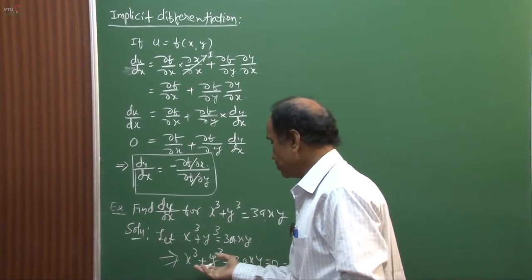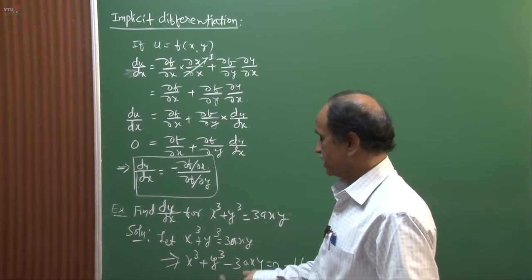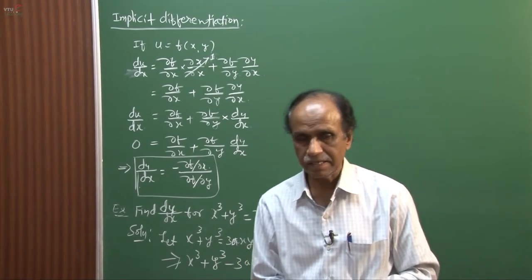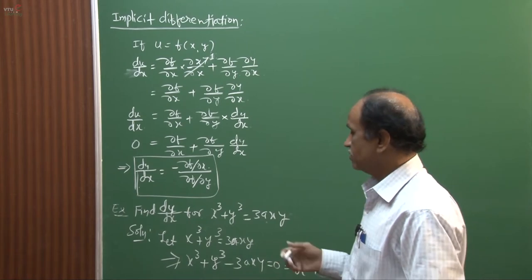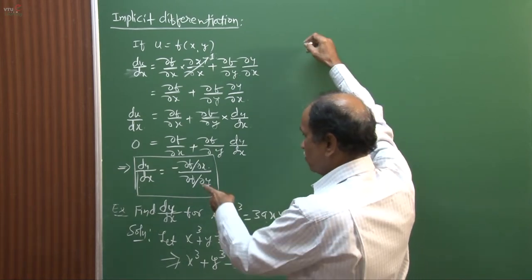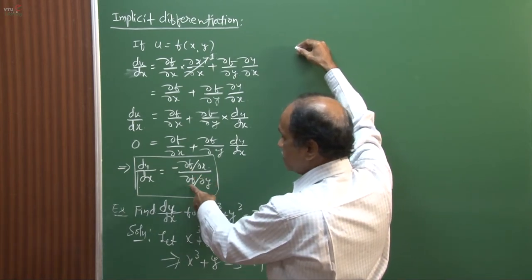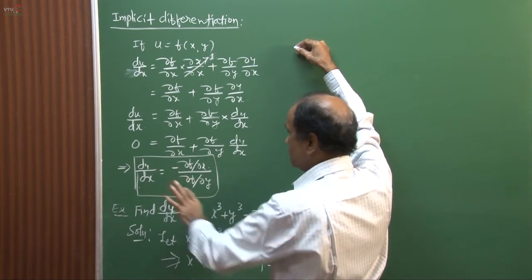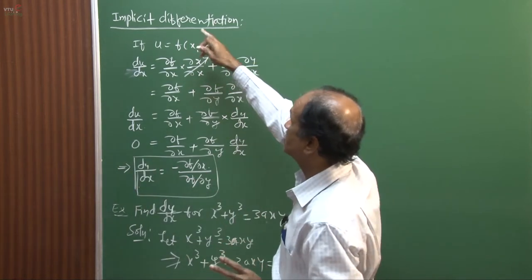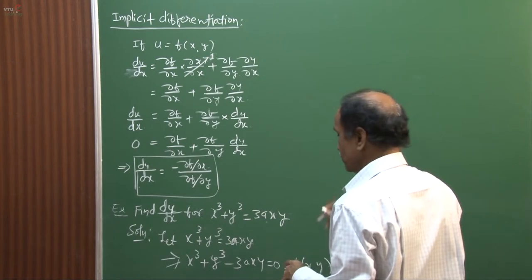Now, del f by del x divided by del f by del y with a minus sign is the derivative value, which we call implicit differentiation.